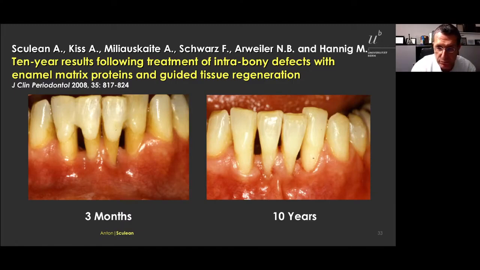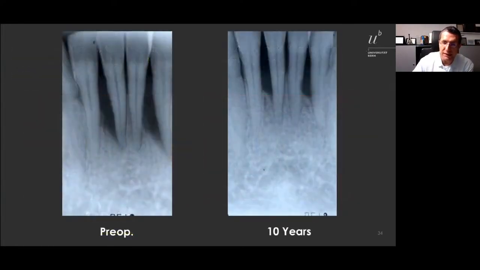10 years later, of course it's not a perfect result, but the teeth were almost in the air. 10 years later, we have a stable situation. We have even a slightly increased width of attached gingiva. And you can clearly see that we have here a stable and non-inflamed situation, indicated also by the X-rays. We have a regrowth of bone, and the probing depth is about 3 millimeters here, maximum 4, indicating that we improved the prognosis of these teeth.